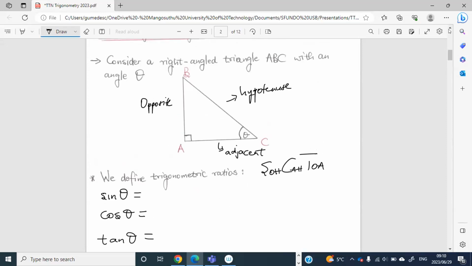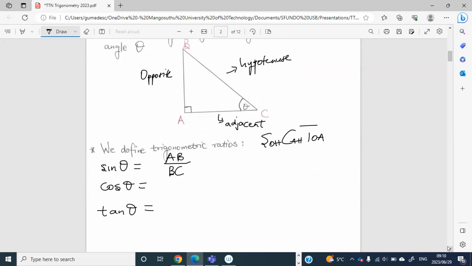So when we define sine, sine will be opposite over hypotenuse. So sine of theta will be opposite of our theta, which is AB. AB is opposite of our angle theta, over hypotenuse. Hypotenuse is BC. So sine theta is opposite, which is AB, over hypotenuse, which is BC.